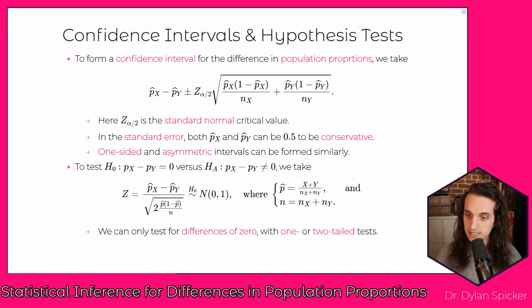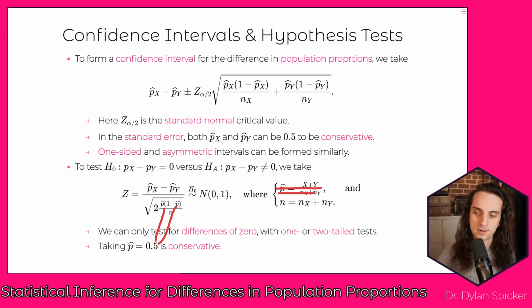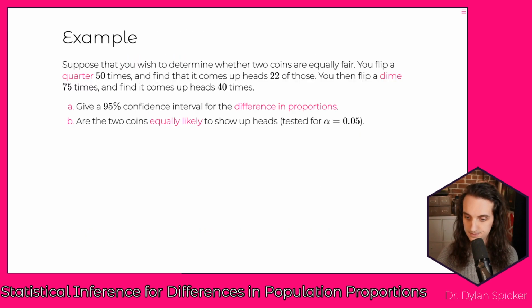And so importantly, this null hypothesis is the only null hypothesis that we can test, except for perhaps making it one-tailed, right? So you could test greater than or equal to, that's fine, but it always has to be a 0 as the difference. The other thing to note is that if you want to make this a conservative test, then in our standard error, we can plug in 0.5, right? So we plug in 0.5 for p hat in those cases. We don't need to use the joint estimator over here, and then that's going to be a conservative test statistic.